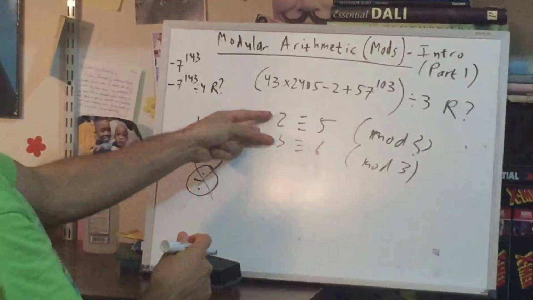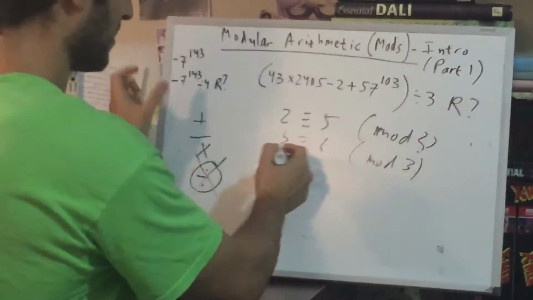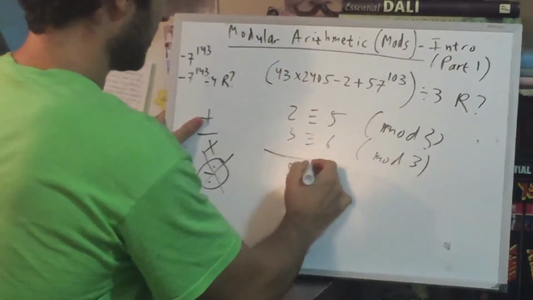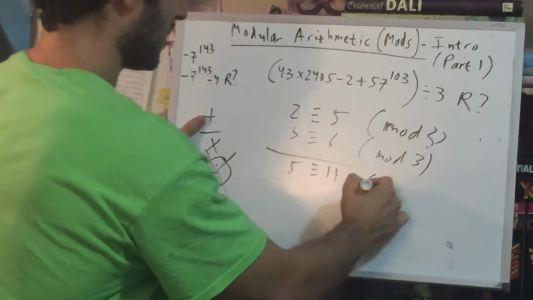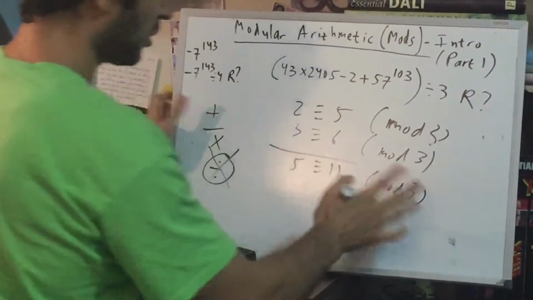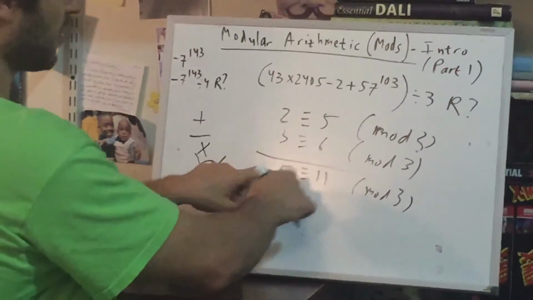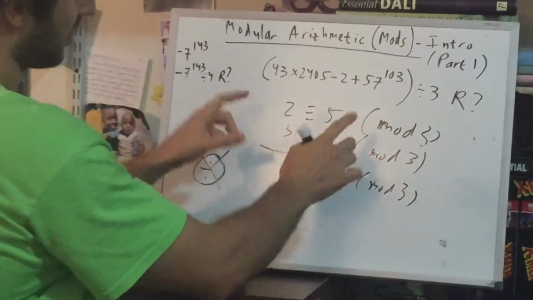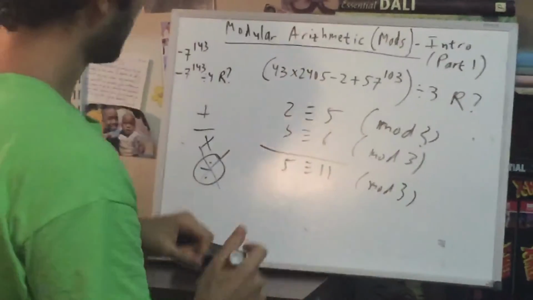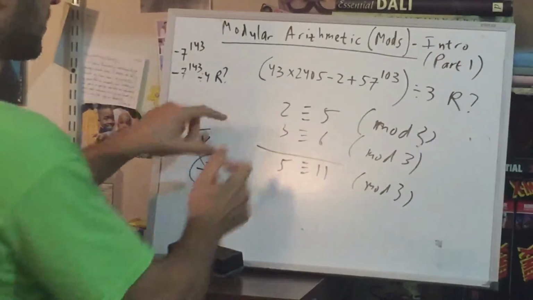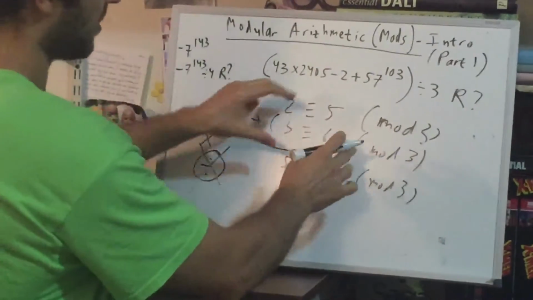So we could say, hey, this is true, that's true, let's add them. So 5 leaves the same remainder as 11 mod 3. Is this true? Yep. If we move in 3s from 5, we hit 11. So they're on the same island. So that's what I mean by plus. We've added these two conditions.